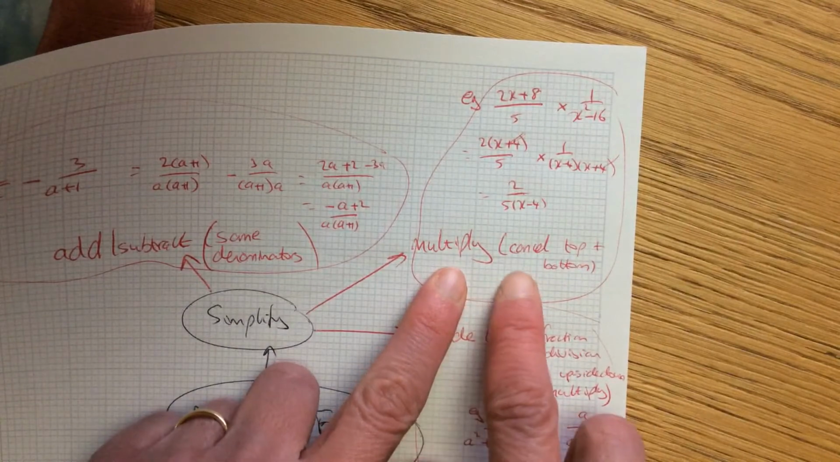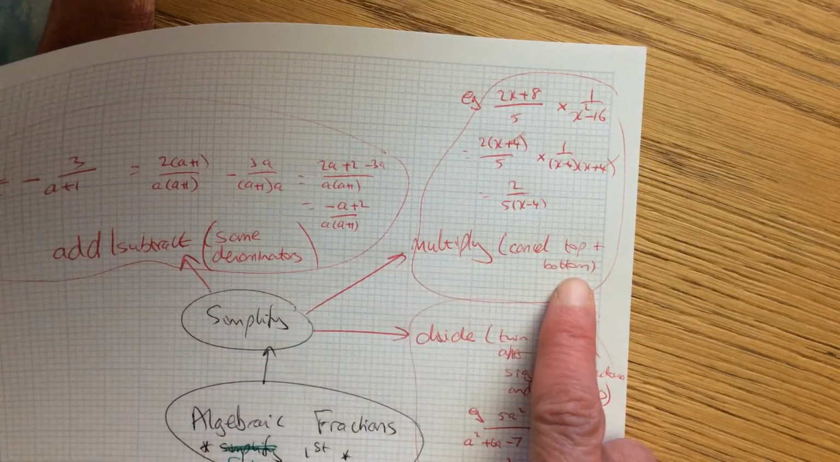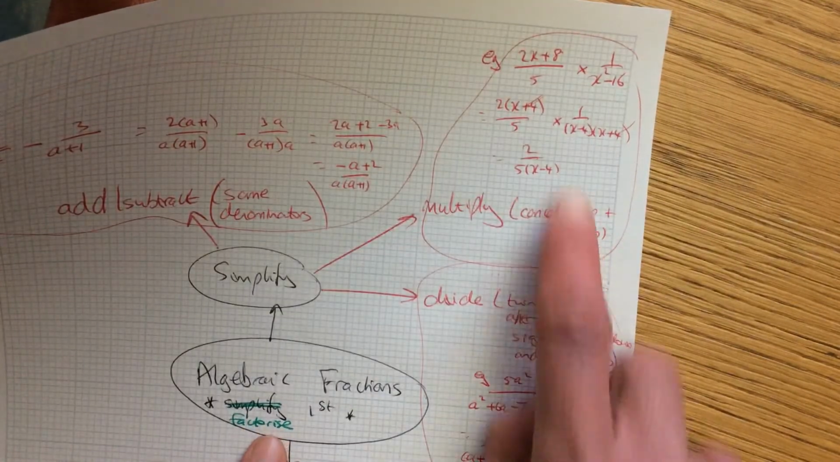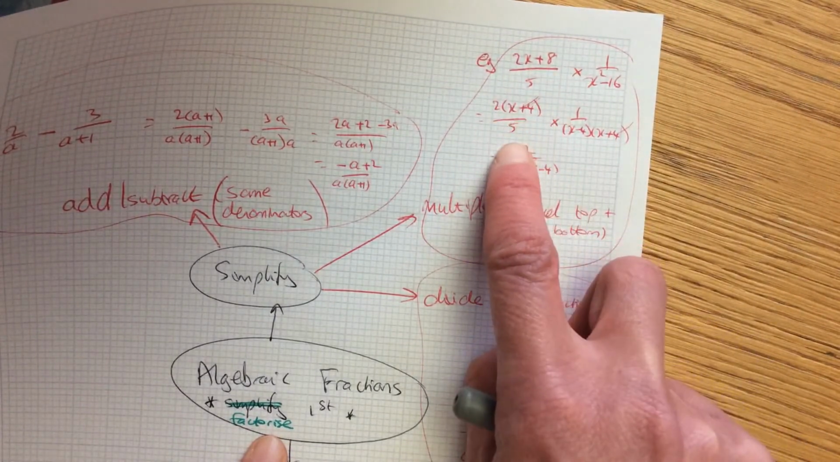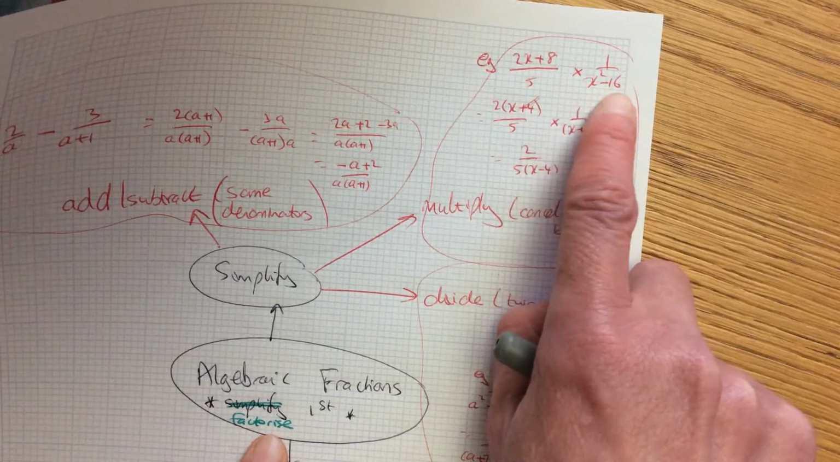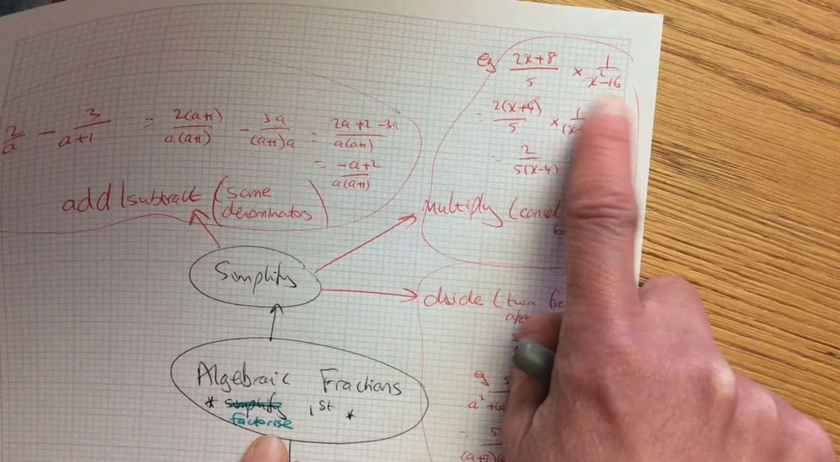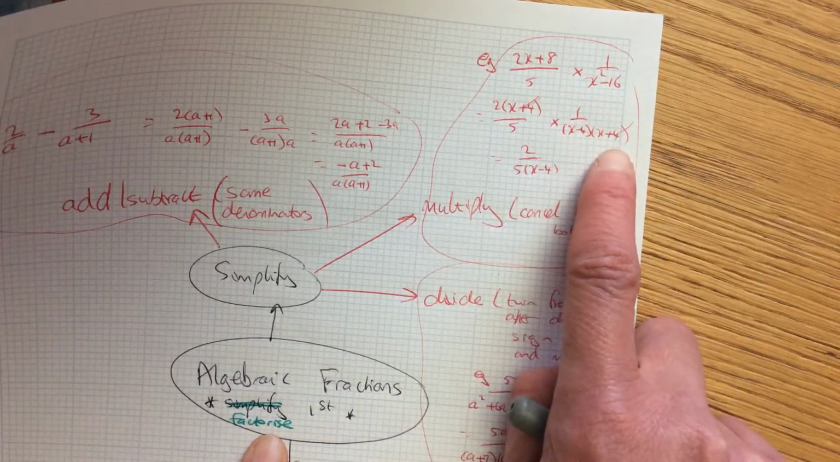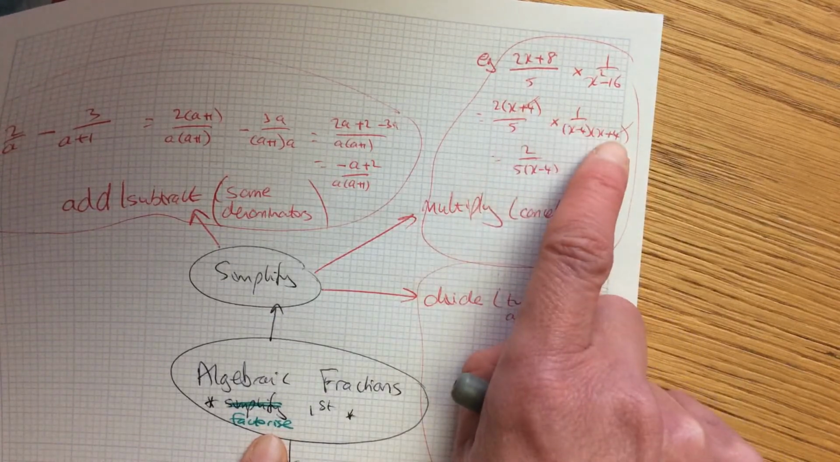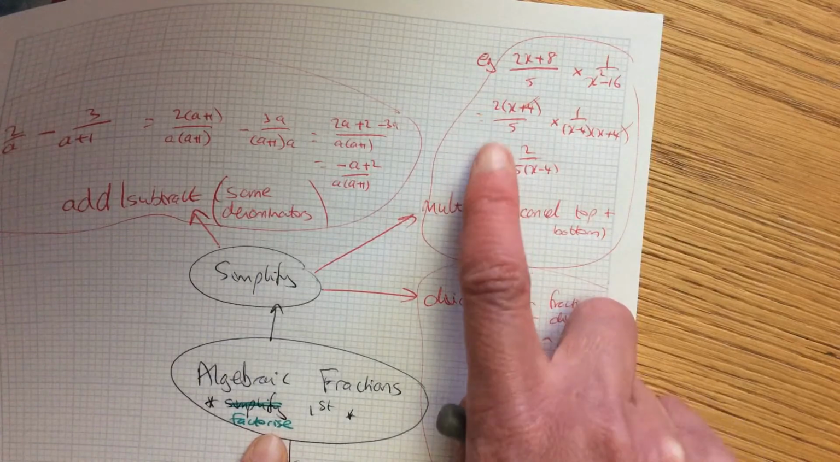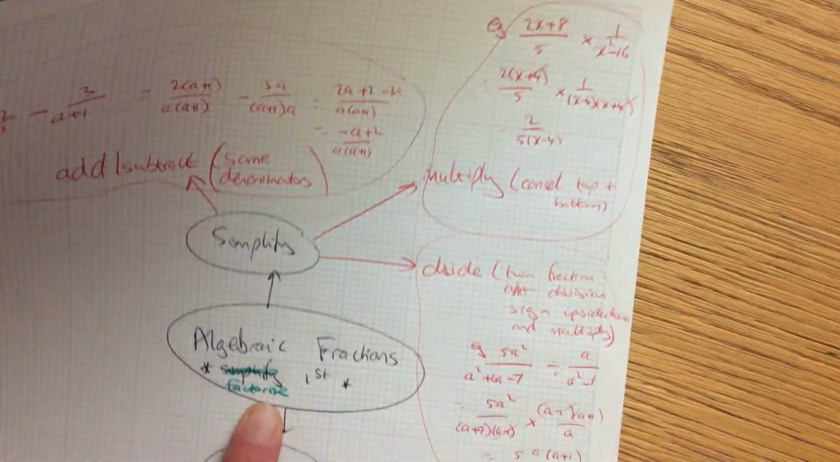Multiply is cancelling top and bottom, but you must factorise first. So factorise that to give you 2x plus 4 over 5 times... That's the difference of two squares. That's x squared minus 4 squared, which is x minus 4, x add 4. Now, any top cancels with any bottom, leaving you a 2 on the top and that on the bottom.